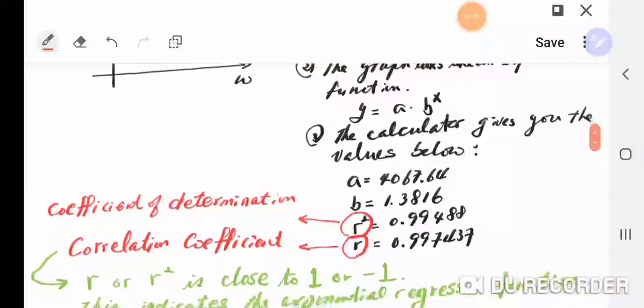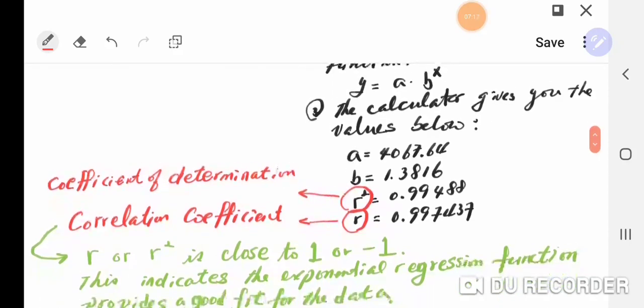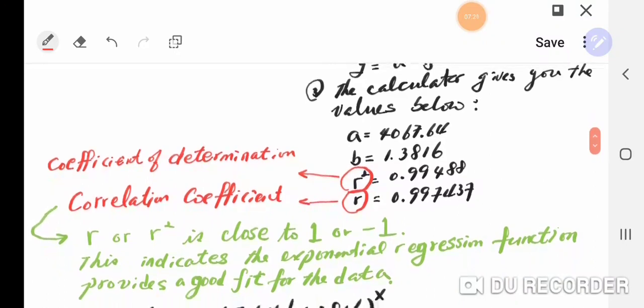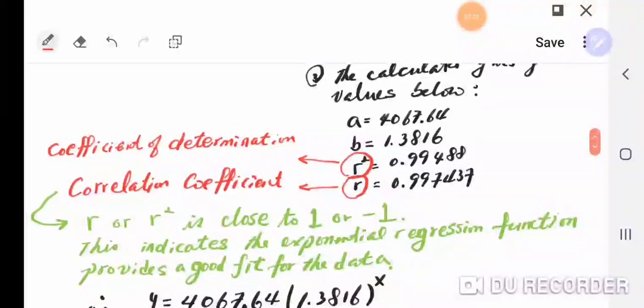And also there is r squared and r. Okay, r squared is the coefficient of determination, and r is the square root of r squared. Then r is the value of the correlation coefficient. So for the correlation coefficient, the maximum value is 1 and the minimum is negative 1. So if the correlation coefficient value is getting close to 1 or negative 1, okay, 1 means positive, it's increasing. Negative 1 means the graph is decreasing.